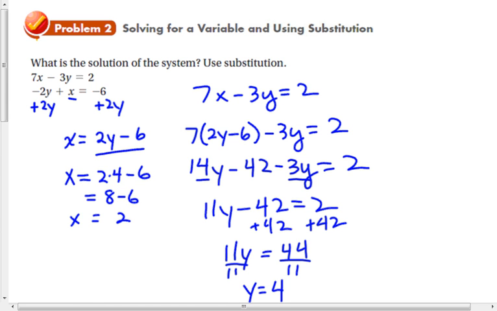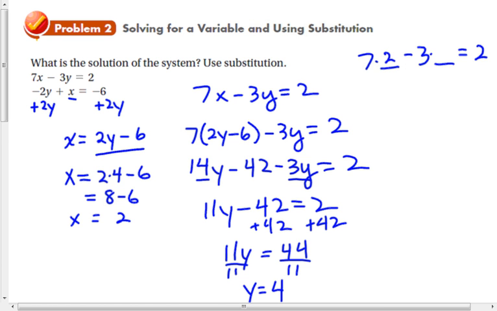Now, just to check to make sure that works, I think I'll substitute it in this equation. So 7 times my x value minus 3 times my y value should equal 2.